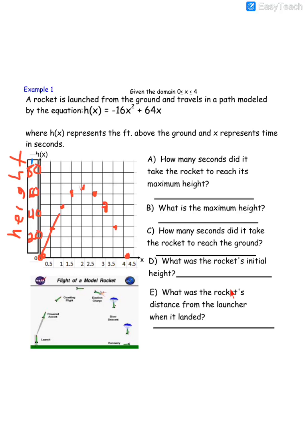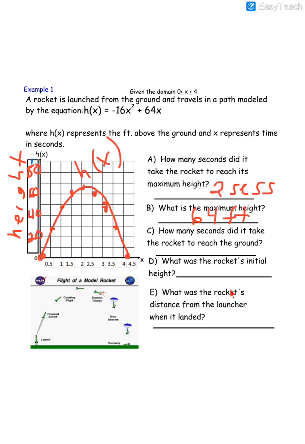So I'm going to connect, and I'm going to label h of x. All right, let's see if we can answer the questions. How many seconds did it take the rocket to reach its maximum height? So the vertex happens at 2 seconds. What is the maximum height? If I look at my table, because my graph is not so hot, I'm going to say 64 feet.